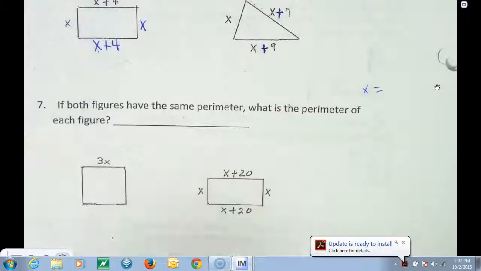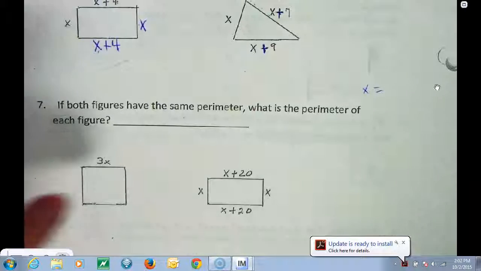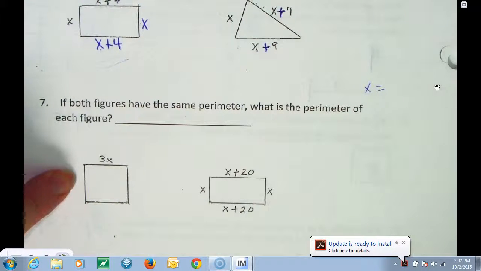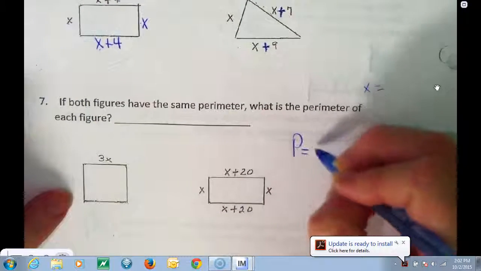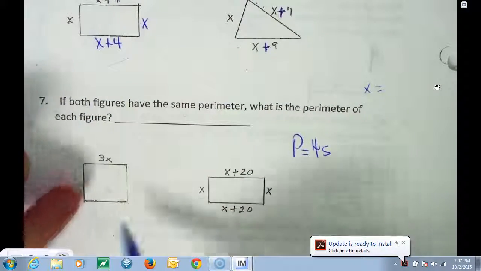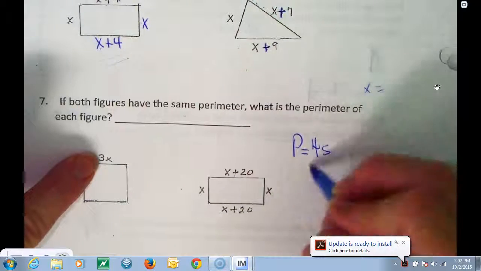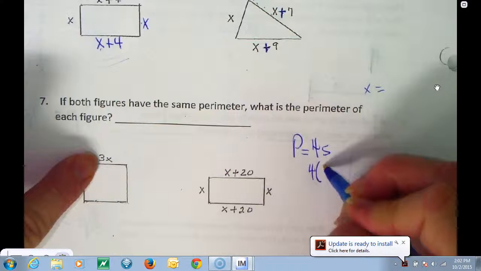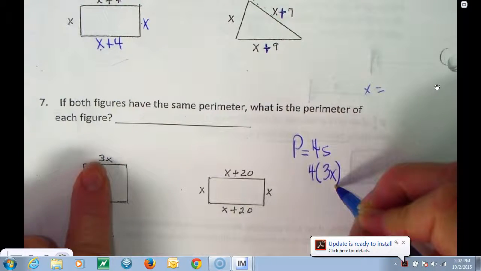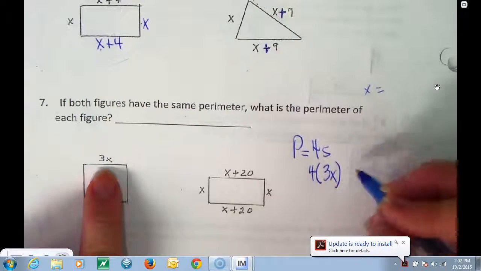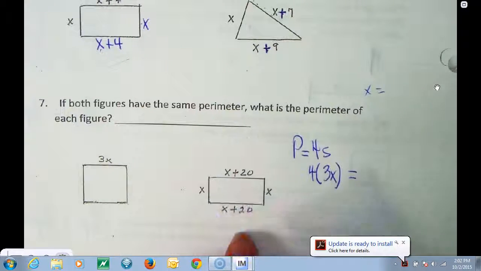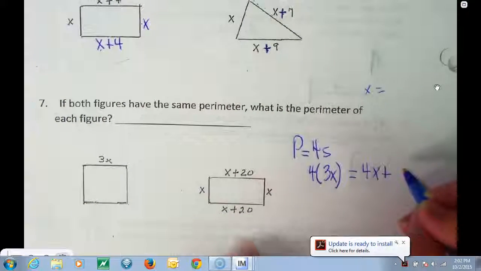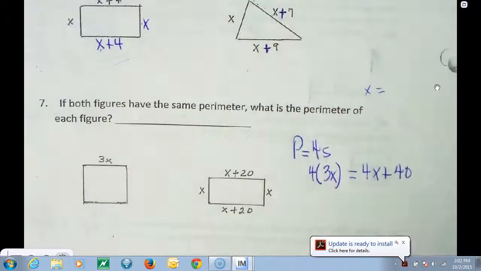Okay? Number 7, we're going to solve on Monday. Okay, number 7. Both figures have the same perimeter. How do you get the perimeter of a square? Not side, you're not just multiplying. You're taking the one side and multiplying by 4. Excellent. So 4 times what? 3x. 4 times 3x. And that equals, same that we did up there. So how many x's are there? 4 x's plus, what's 20 plus 20? 40. Okay, now what's 4 times 3x?